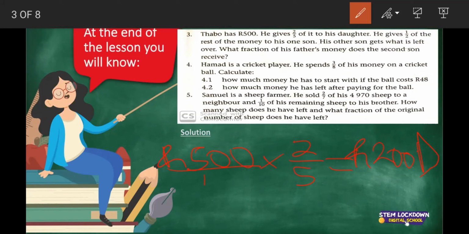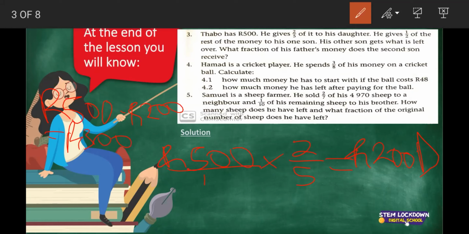And after the first son receiving his money, the rest of the money will go to the second son. So let's see how much is remaining. The remaining money, so Tabo had 500 and 200 is already gone to his daughter. So the remaining money, most definitely, it's 300. So let's see the second sentence. They say he gives half of the rest of the money to his one son, which is 1/2. So he gives half of the remaining money to his first son.